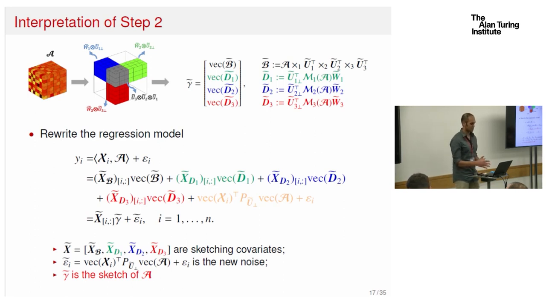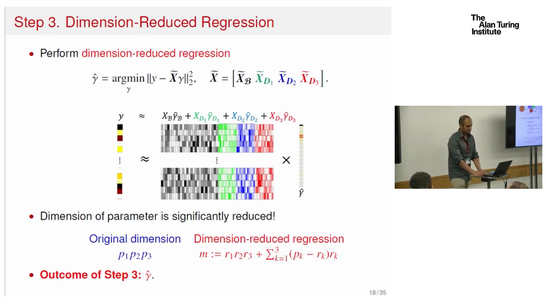So essentially gamma tilde can be viewed as a sketch of A. And so the next step's very natural. We just essentially do regression, but now in the reduced dimension. So we've got our sketches of the data through this core tensor, and then D1, D2, and D3 are like the arms of this. And so our original dimension was P1, P2, P3, and we've got a much smaller dimension now by applying this sketching approach. And so the outcome is just whatever we get from regression when we do this.